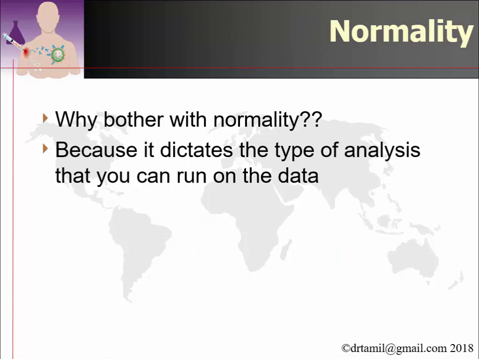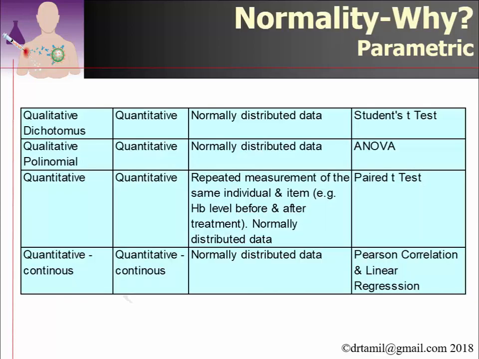So why are we so fixated on normality? Why do we have to check whether your data is normally distributed or not? Because this dictates the type of analysis that you can run on your data set. If your continuous data are normally distributed, then you can use parametric methods of analysis. Examples of parametric methods are the student's t-test, ANOVA, paired t-test, Pearson correlation, and linear regression.